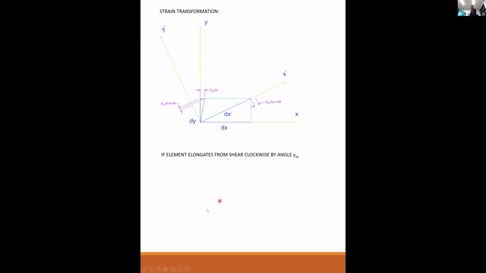And then the gamma version. Remember we took this little guy right here and put it over here. Well, now we're looking for the parallel to y prime version, which is going to be equal to gamma xy dy sine theta instead of cosine theta due to the shear deformation.